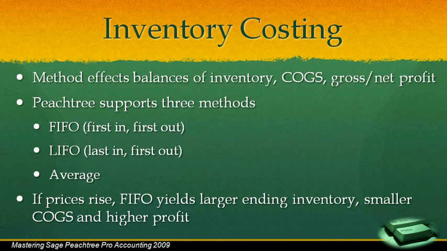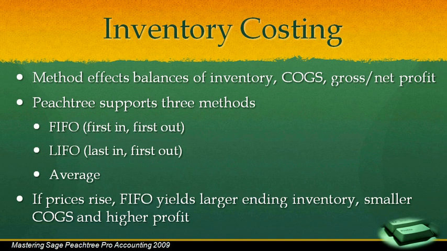Peachtree actually supports 3 methods, which is one of the differences between Peachtree and some other accounting software. For example, QuickBooks only supports averaging. Peachtree supports 3 different ones: first in, first out, last in, first out, and average.